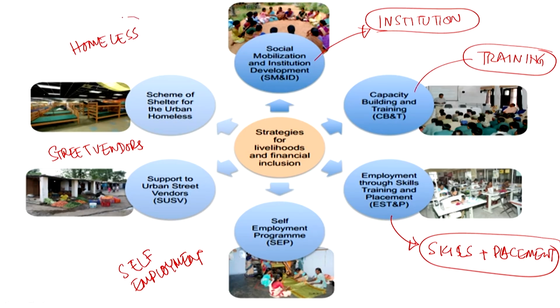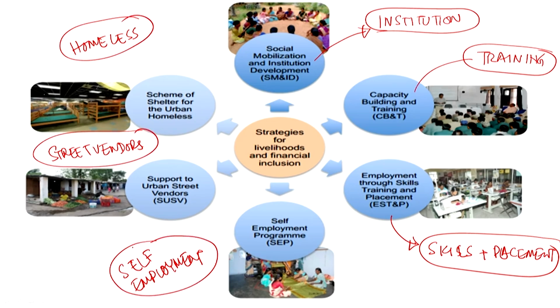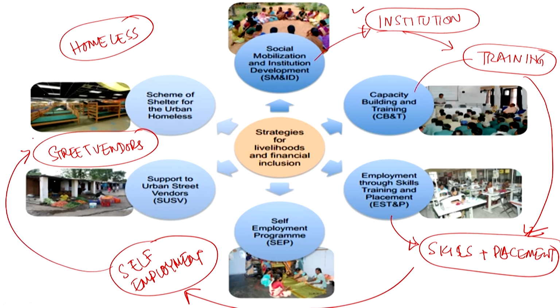Homeless. So if you see all the keywords, you will understand a common thread between them. First, the institution will give the training and provide the skills and the placement. A better placement will ensure self employment, which will also be integrated with the street vendors and others, so that they can get more income from their own job, and it is also linked to the homeless condition. They will provide houses for the homeless. So you can see that it is not only linked with the job.